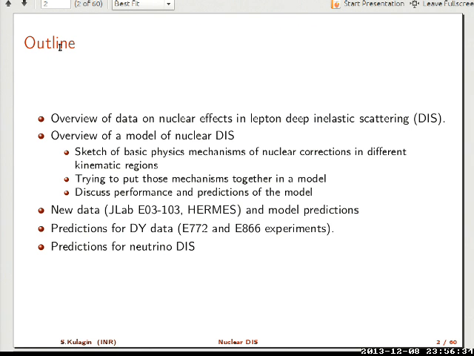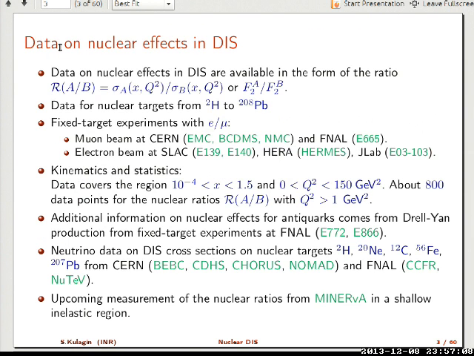The model was developed quite some time ago, before the JLab data was released. But we did look at the JLab data. So this is a prediction of the model, it's not a fit. We have done some calculations for this, and I will discuss this. Also, if I have time, I would like to discuss predictions for Drell-Yan reactions and neutrino deep inelastic scattering.